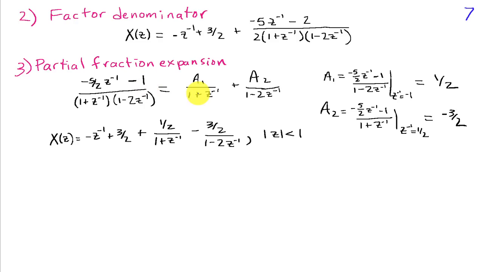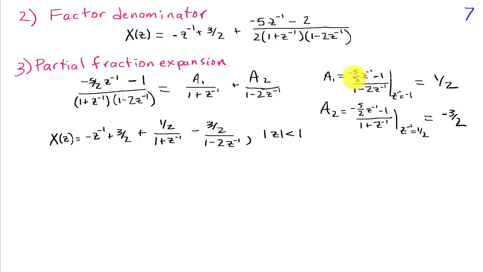So A1, again, we'll obtain by multiplying on the left and right by 1 plus z inverse, and then evaluating at z inverse equals minus 1. And that gives us this expression here that I've written out.